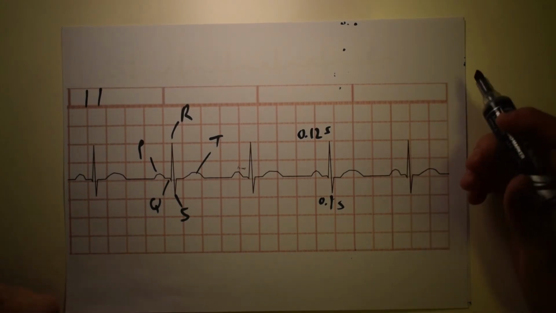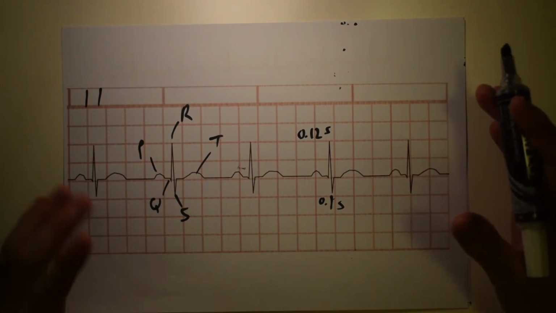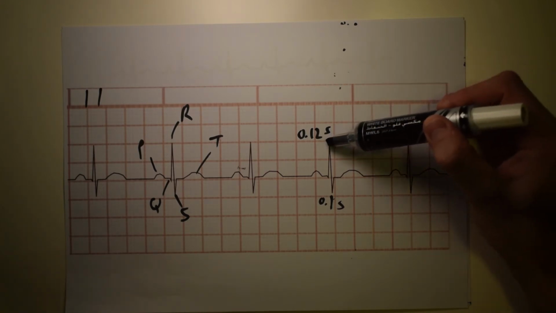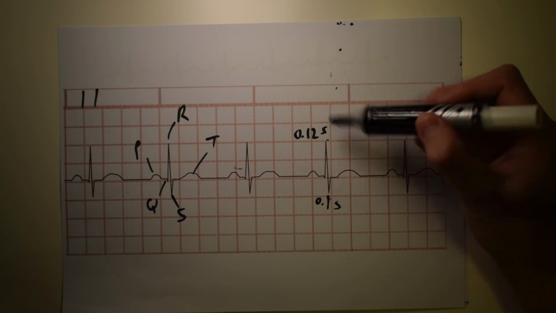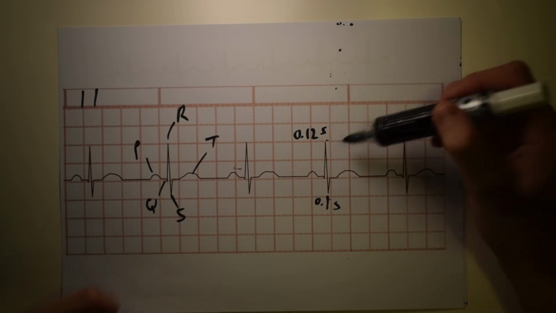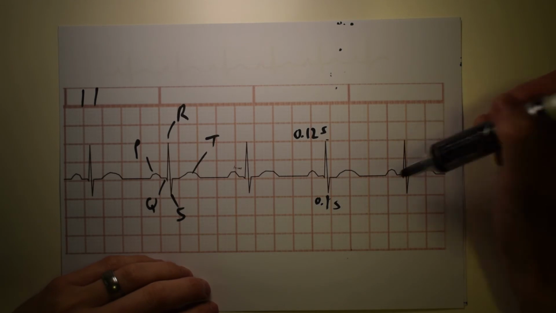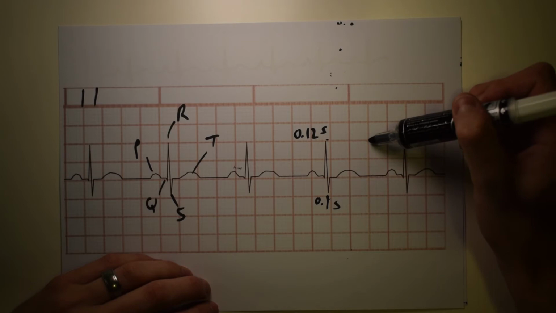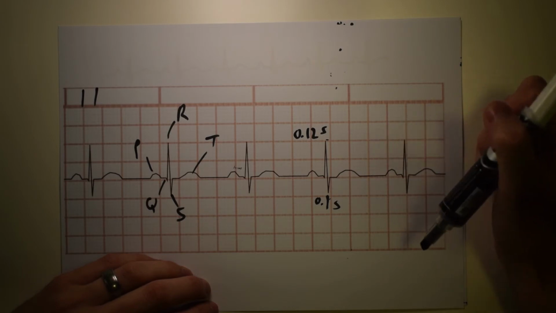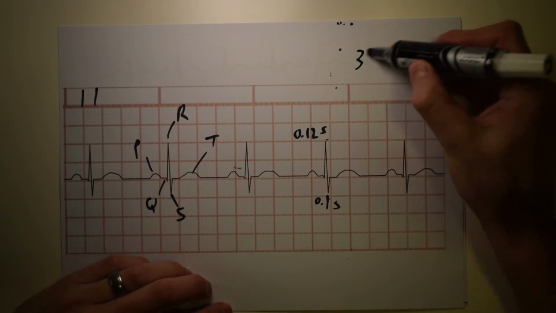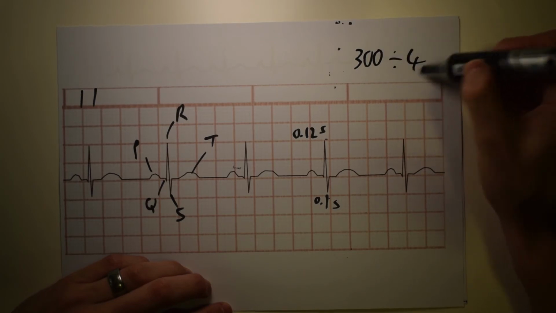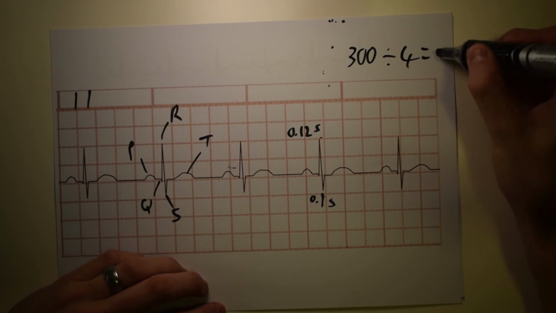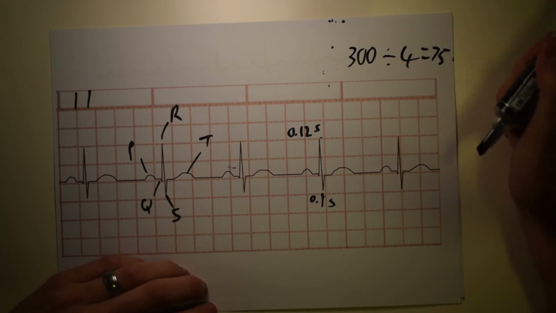Alright, so how do you work out the rate? How fast is this heart rate going? What you want to do is find an R wave, remember this tall wave, that is closest to one of these lines, and count how many big blocks are in between this R wave and the next R wave. So that's the RR interval. That'll be 1, 2, 3, 4. So we take 300 and divide it by 4. You can use your phone to calculate, and that will give you a heart rate of 75. So that's normal.